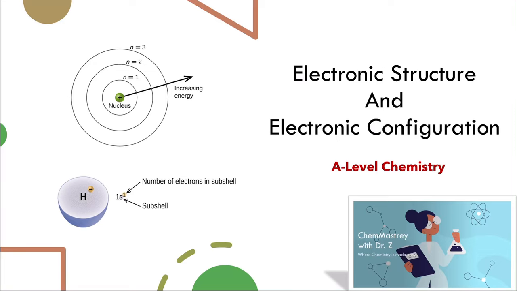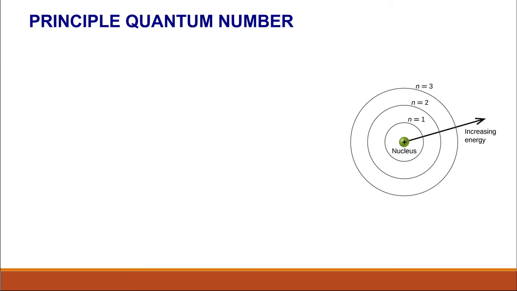Electronic structure and electronic configuration for A-level chemistry. This is a comprehensive guide to understand the electronic structure and how to write the electronic configuration of different atoms and ions, including transition metals.